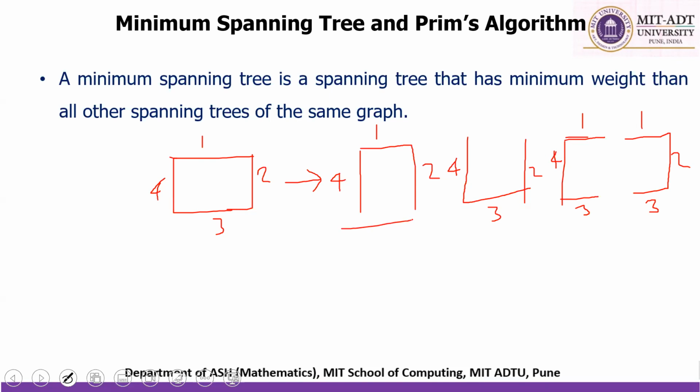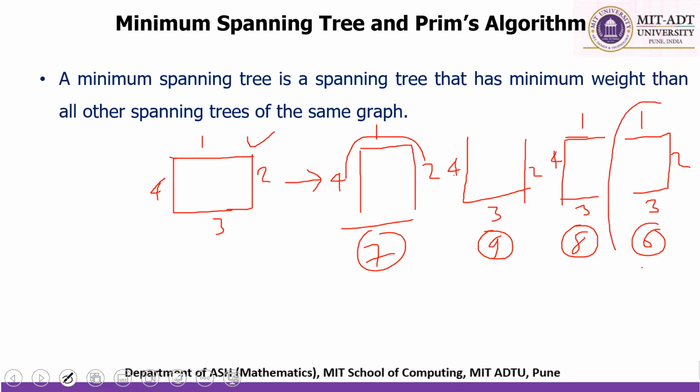Out of these four spanning trees, what is the weight of this tree? It is 4 plus 1 plus 2 is 7. Here 7 plus 2, 9. Here 8. And what is the weight of this spanning tree? 6. So from the given graph, we are able to get four spanning trees. Out of these four spanning trees, the last tree has the minimum weight. So we call it a minimum spanning tree.